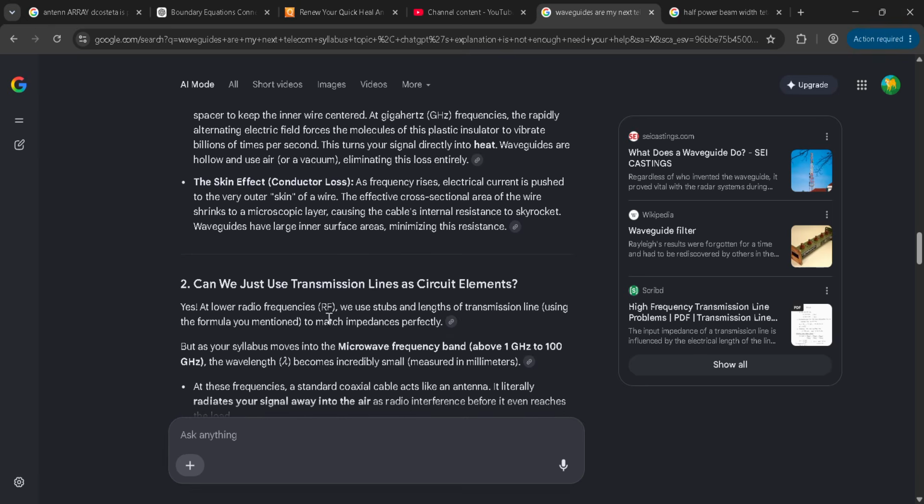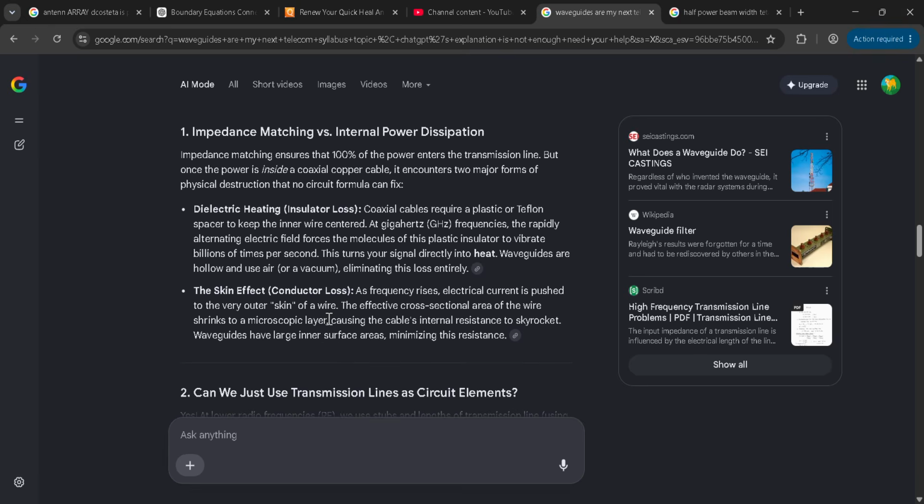Impedance matching ensures that 100% of power enters the transmission line, but once the power is inside a coaxial cable, it encounters two major forms of physical loss that are not circuit formula conflicts. First, dielectric heating: coaxial cables require a plastic or Teflon spacer to keep the inner wire centered. At gigahertz frequency, rapid alternating current forces the molecules of the plastic insulator to vibrate, turning the signal into heat. Waveguides are hollow and use air, eliminating this loss entirely.